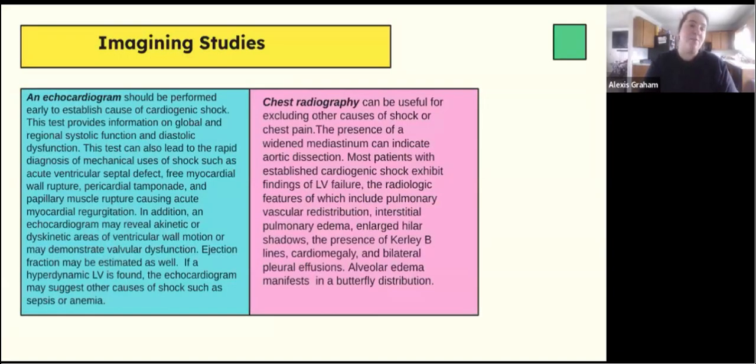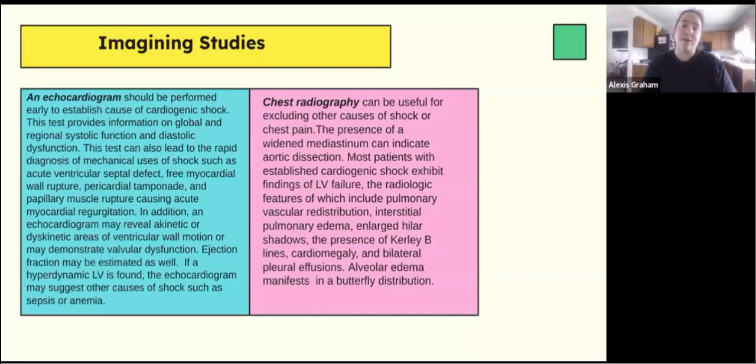Imaging studies. So an echocardiogram should be performed early to establish the cause of the cardiogenic shock. This test provides information on global and regional systolic function and diastolic dysfunction. This test can also lead to the rapid diagnosis of mechanical causes of shock, such as acute ventricular septal defect, free myocardial wall rupture, pericardial tamponade, and papillary rupture causing acute mitral regurgitation.